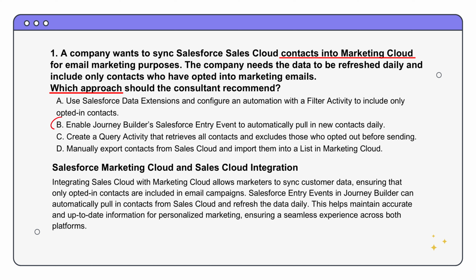So the big takeaway here is if you're looking to integrate Sales Cloud and Marketing Cloud, look to those native connectors first, like the Journey Builder entry event. They're usually built with both efficiency and compliance in mind. So you're saving time and reducing risk compared to building some kind of custom solution.